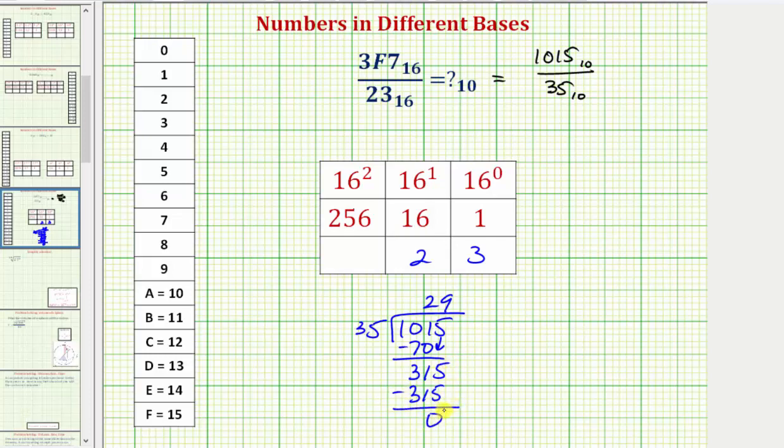Notice how we have a remainder of 0, which means this quotient is equal to 29 base 10, or just 29.